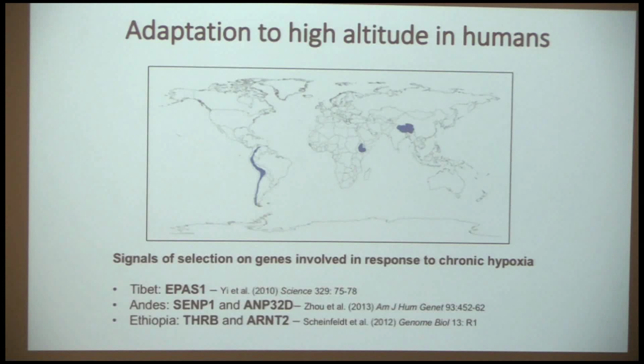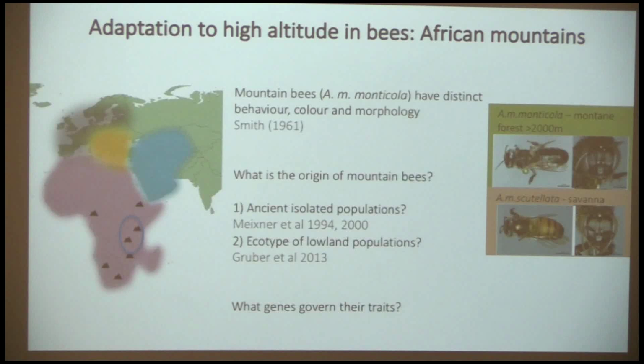So the populations we're interested in bees are found on highlands in East Africa. They've been described as being a separate subspecies. The bees at high altitudes tend to be darker, and they also have different foraging behavior, and are also larger. So this subspecies has been called Apis mellifera monticola, and the regular African bees that are found at lowlands are called scutellata.